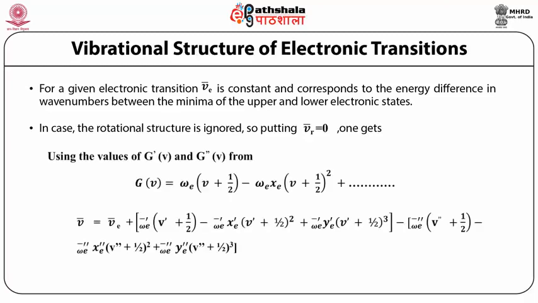And using the values of G prime nu and G double prime nu, one can write down G nu is equal to omega E nu plus 1 by 2 minus omega E Xe nu plus 1 by 2 square and so on. So that nu is equal to nu E plus, we just need to put the values of G nu to get the complete equation.